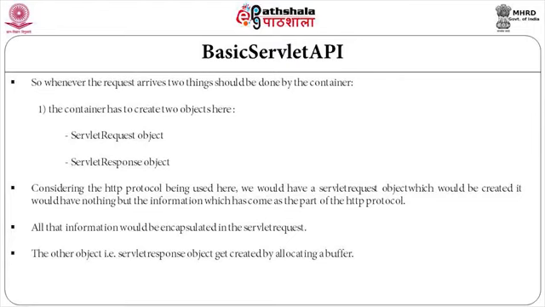Whenever a request arrives, two things are done by the container. The container has to create two different objects: one is the servlet request object and the other is the servlet response object. What are these two objects? Considering the HTTP protocol being used here, we would have a servlet request object, which has nothing but the information that has come as part of the HTTP protocol. All that information is encapsulated in the servlet request object. So that is one object which is created.